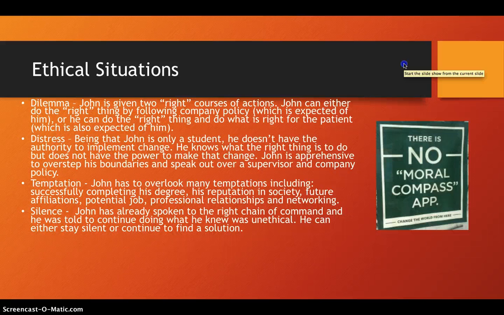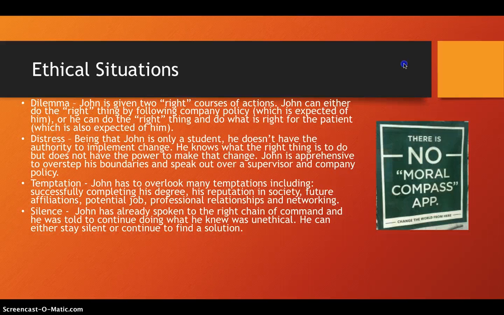The next thing we want to talk about is the ethical situation. In this situation, John is faced with a dilemma, and he has two choices. He can either do the right thing by following the company's policy, or he can do the right thing by doing what's right for the patient. Then we want to address distress. Being that John is only a student, he doesn't have the authority to really make that change. So he does need to go through that chain of command. But as we said earlier, he needs to have that courage to really implement any change. And we can definitely see, being a third year PT student, how difficult that might be.